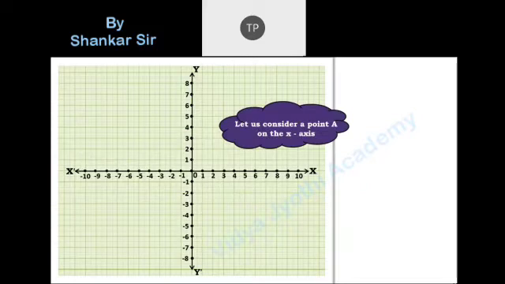Let us consider point A on the x-axis. Can you tell me the coordinates of A? 4 comma 0. Right, very good.